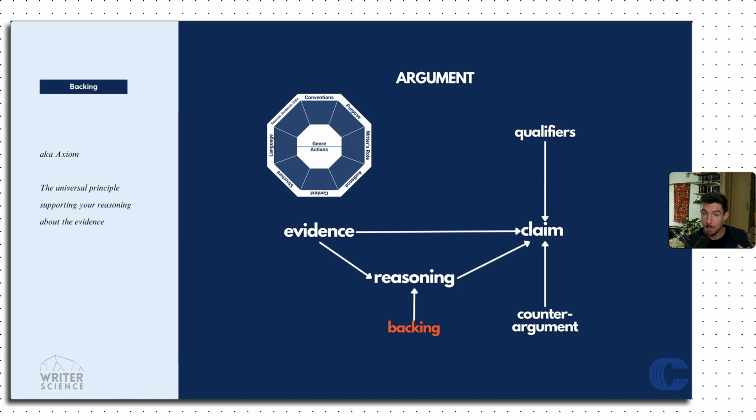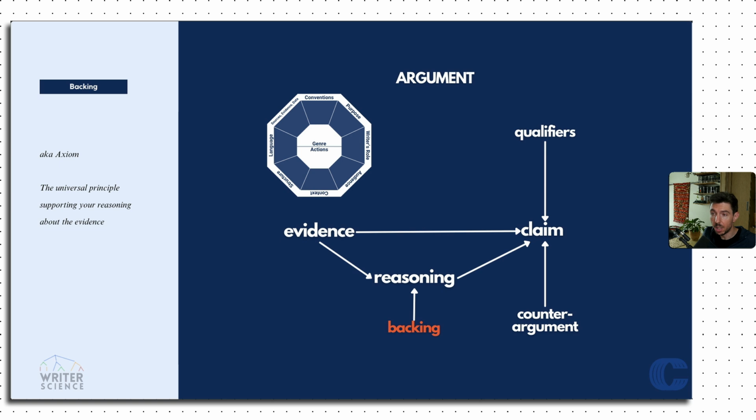In this case, backing would be the axiom, the kind of universal understanding that all humans have unique sets of fingerprints. Okay, so there's just a slight difference there. The reasoning is about this particular situation, and the backing or the axiom is the universal principle underneath your reasoning. So it's good to think about what both of those are if you want to have a strong argument.